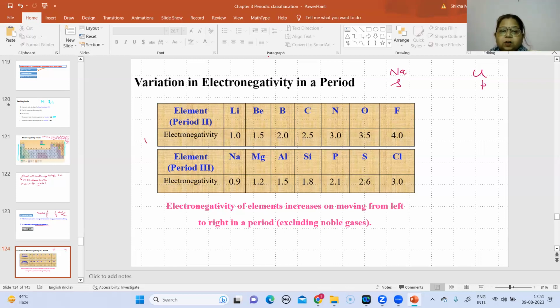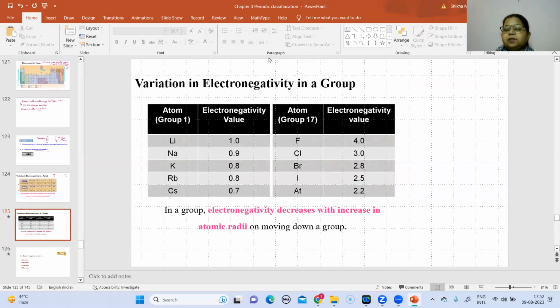So what happens? In a period, the electronegativity increases, as you can see from the values for the elements of the second period as well as the third period. The electronegativity, we say, in a period will increase from left to right, in any period, be it the second period or the third period. Now talking about the trend in a group. As you have seen, in the period it is increasing, so in a group it has to decrease, right? The tendency to attract the shared pair of electrons decreases. Here is a comparison for group 1 as well as group 17.